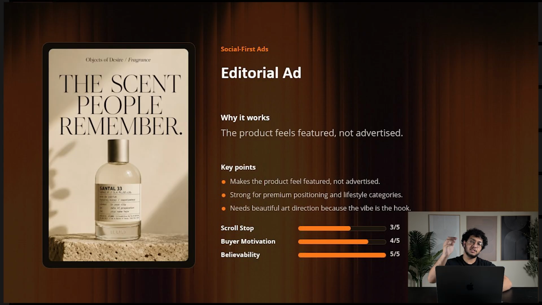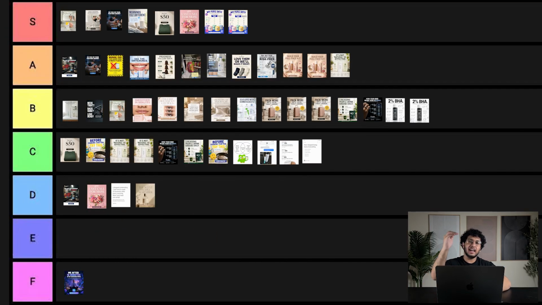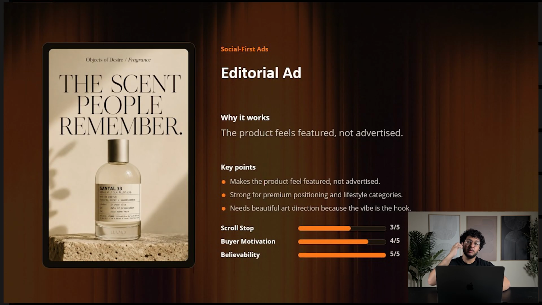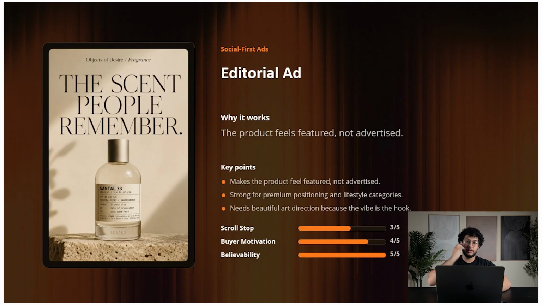D tier. Next is the editorial ad. Editorial ads are D tier as standalone performance statics. They can look beautiful, they can make the product feel premium, but premium does not always mean performance. A beautiful editorial image can blend into the feed if the hook is too quiet. So I like this for brand positioning, but as a direct response static, it goes in D tier.